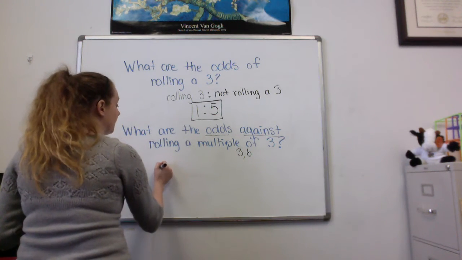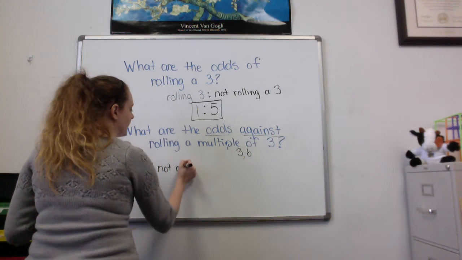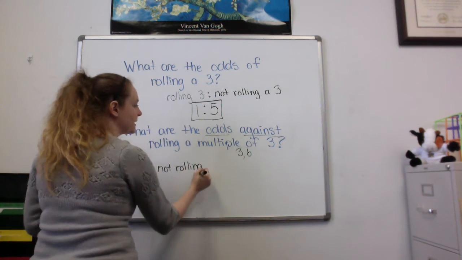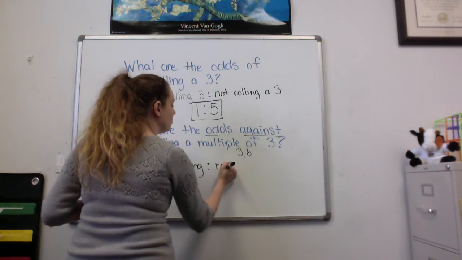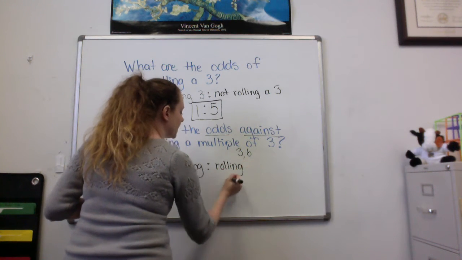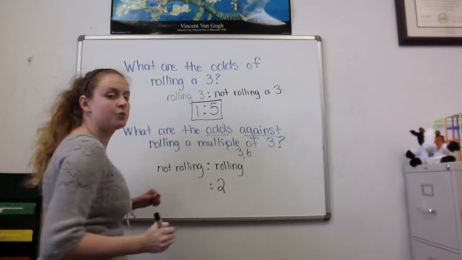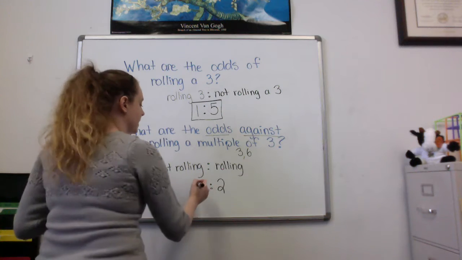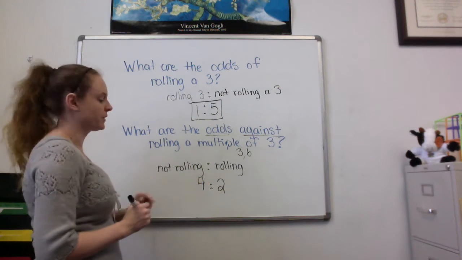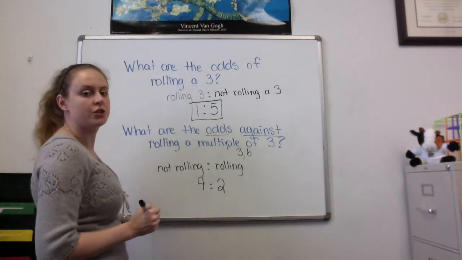So I want the ones of not rolling a multiple of 3 because I want the ones against. So I want the negative things first compared to rolling. So there are 2 ways to roll a multiple of 3. That means the other 4 numbers on the dice must not be a multiple of 3. So my odds are 4 to 2.